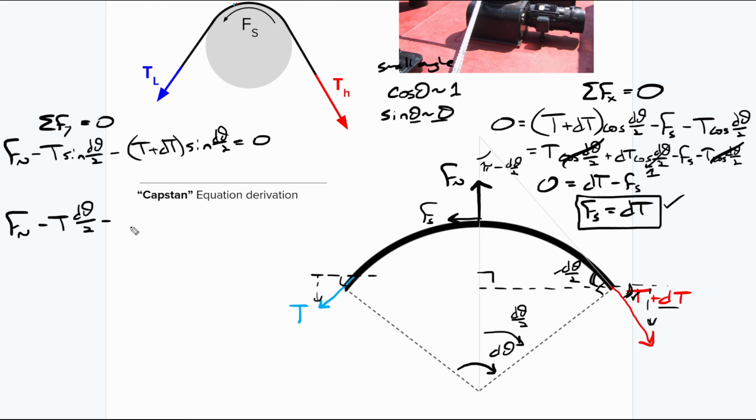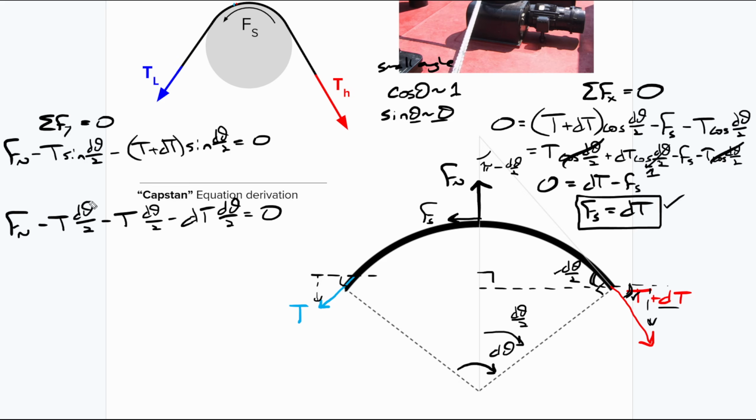All right, so now I'm going to multiply through with this. I get T times, again, I'm writing sine d theta over 2 as just d theta over 2 for small angles. Then I get minus dT times d theta over 2 equals 0. Okay, here's another move. If you didn't like the small angle approximation, you're going to hate this part. This is another thing I hated. I'm going to say that this term is negligible. And you might be like, what do you mean negligible?